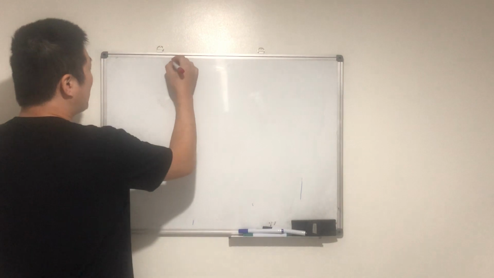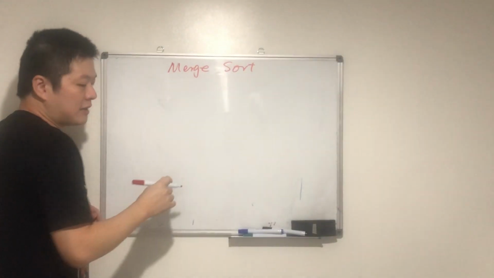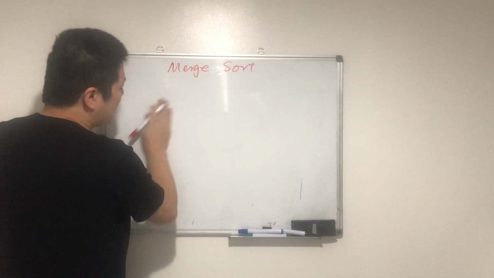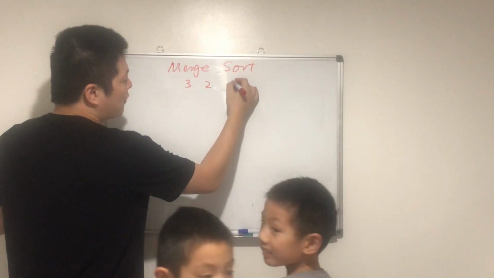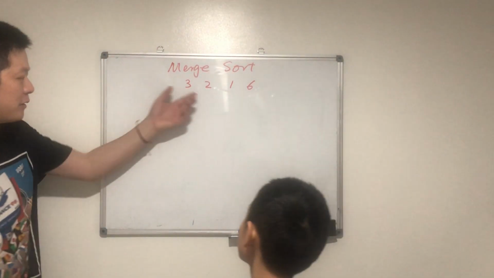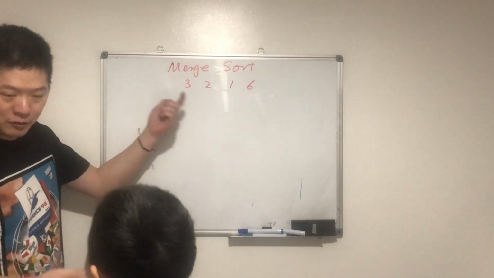Another one, okay? MergeSort, we are talking about MergeSort. So look, 3, 2, 1, 6. How do we solve these 4 numbers? Easy, 1, 2, 3, 6. I know. But how do we solve it, computer?